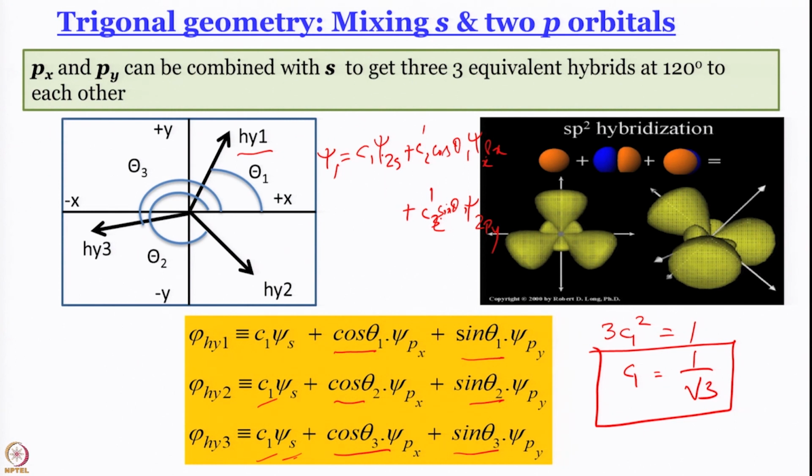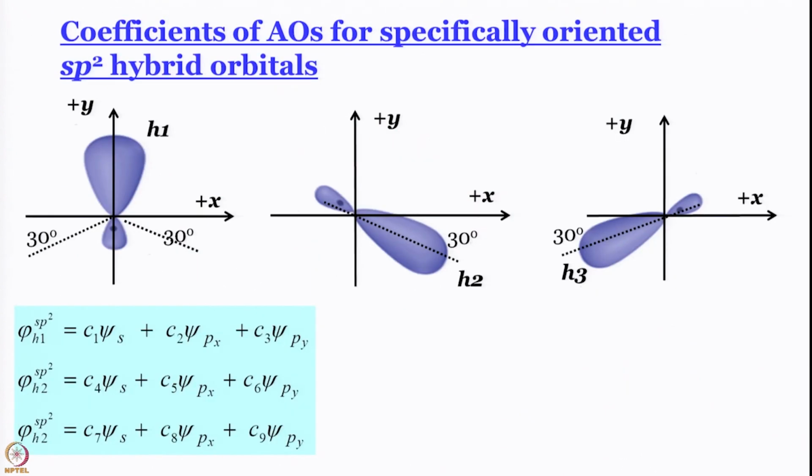But what we will do is, see, we have simplified the problem here by holding it in xy plane. So, since we are willing to do that, why not simplify it even further by holding one of the hybrid orbitals along one of the axes. That will make life even simpler, right. So, this is how we are going to work out the actual coefficients for this problem.